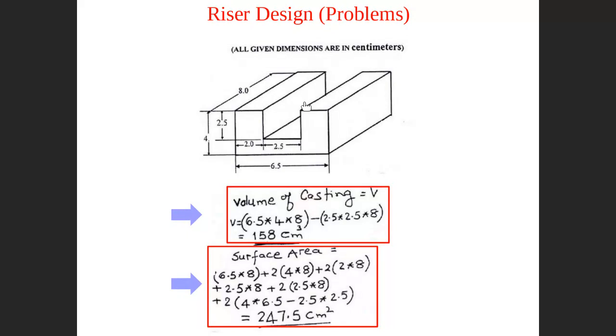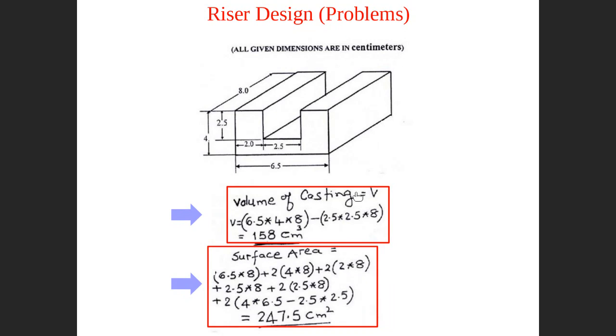The volume of the cast is equal to the volume of the cube here, which is the total volume, and we subtract the volume of this cavity. So the total volume is 6.5 multiplied by 4 multiplied by 8. This is the total volume. And you subtract this cavity volume, 2.58. Then this is the volume of the cast.